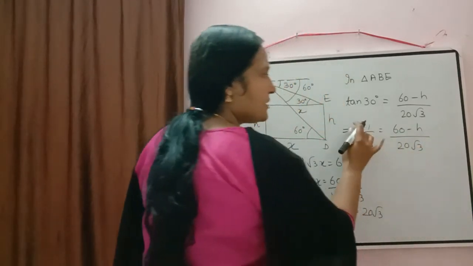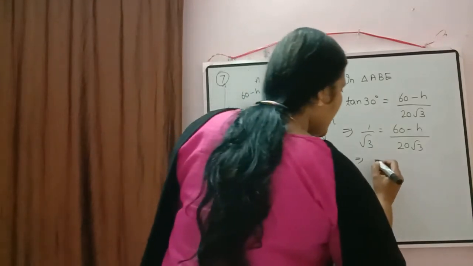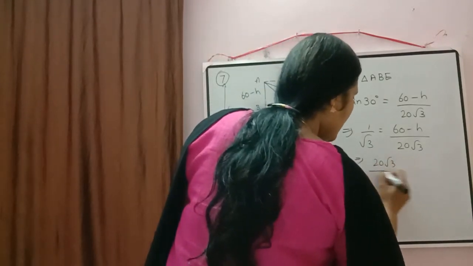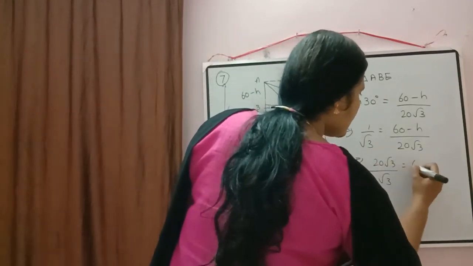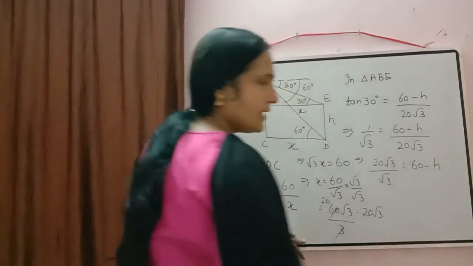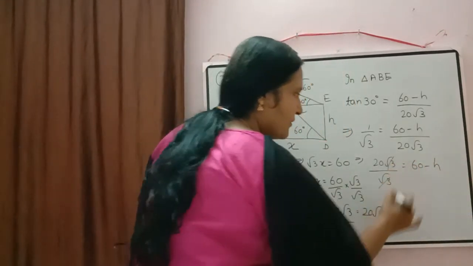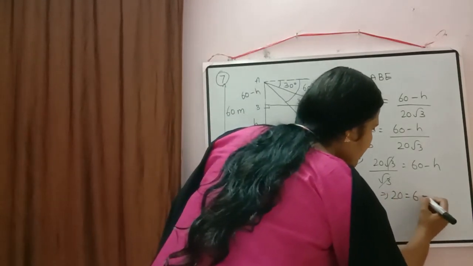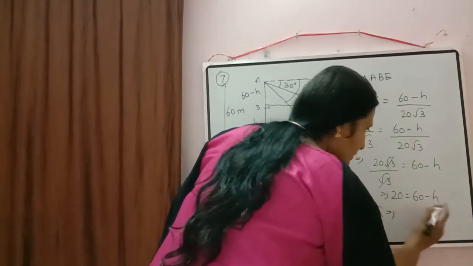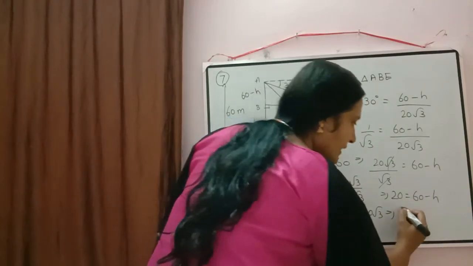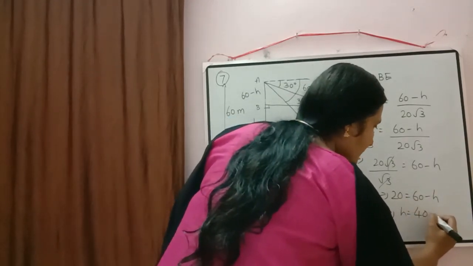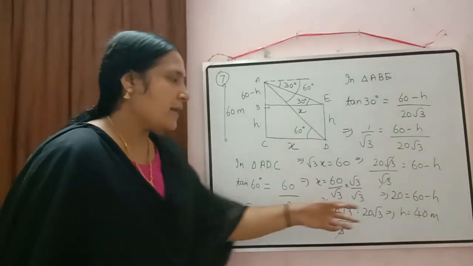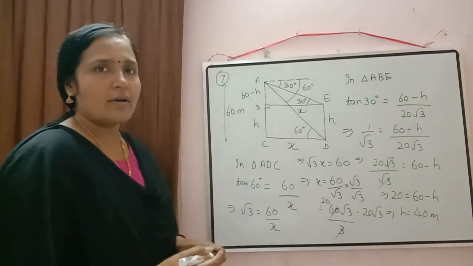Now 20 root 3 I am shifting to the left hand side. Then it will come 20 root 3 by root 3 is equal to 60 minus h. Then root 3 and root 3 will get cancelled. We'll get 20 is equal to 60 minus h. So if we shift the numbers, then we will get h is equal to 40 meter. So the height of the tower is equal to 40 meter.